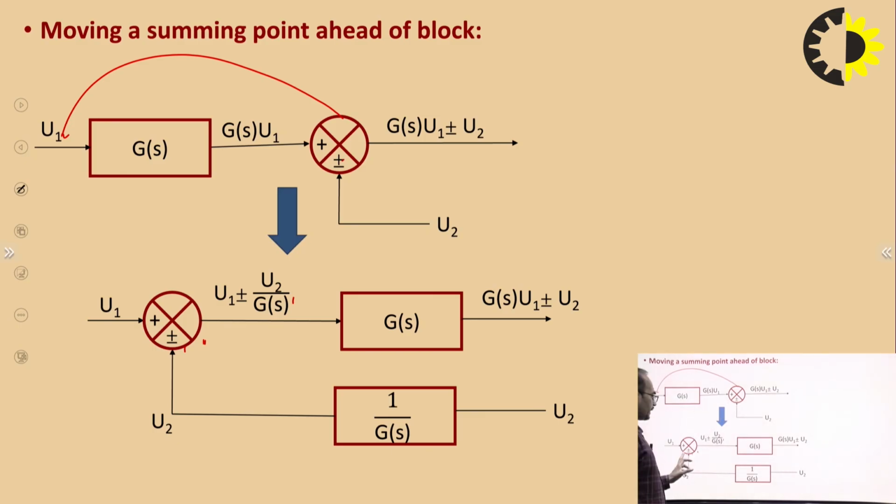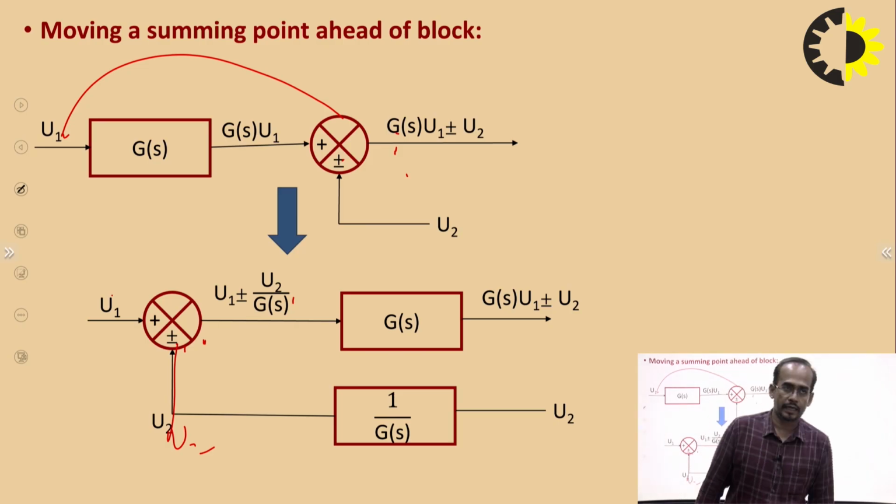If I am shifting directly, what is the desired output here? Gs u1 plus minus u2. For getting this desired output, if I am using only u2 here, what will I get? u1 plus minus u2 multiplied by Gs. But the objective is that we have to get Gs u1 plus minus u2. So for getting u2 only, we have to divide the gain, we have to use a block having the inverse gain of the forward gain.